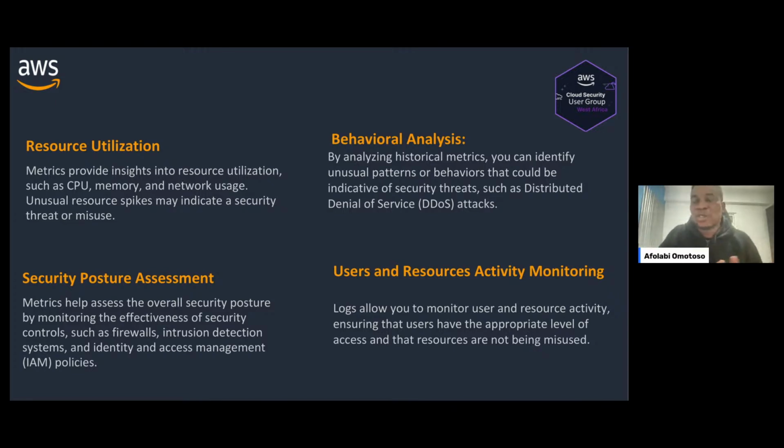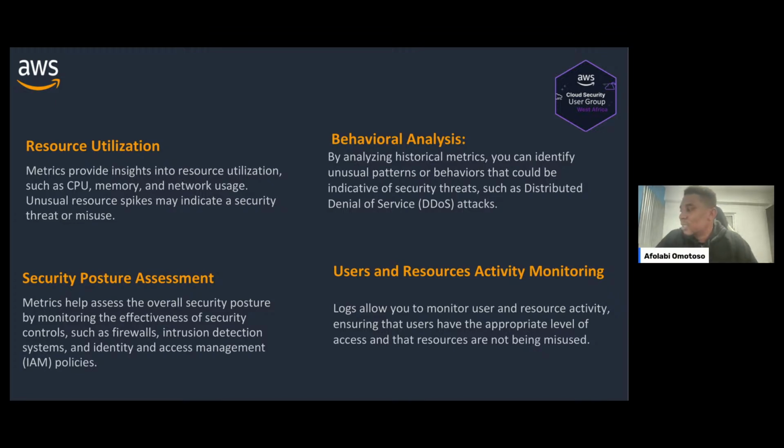Things like behavioral analysis of our workloads, applications, and infrastructures. We can actually check the behavioral analysis of that by analyzing our historical metrics. You can identify unusual patterns or behaviors that could be a kind of security threat. And also activity monitoring, user activity monitoring using tools like CloudTrail and the likes, so we can actually see which user does what at what time. So these are good ways where we can check and analyze and use logs and metrics just to make our workload much better than before.